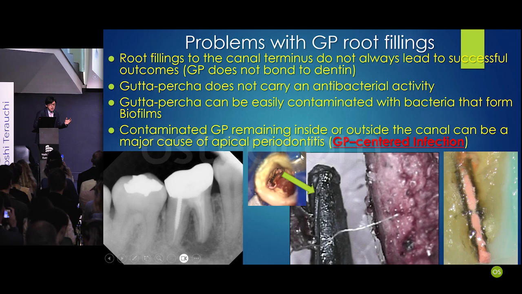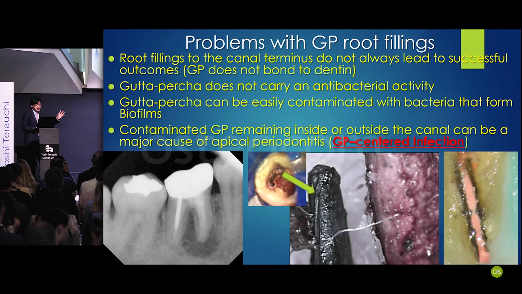Again, root fillings to the root canal terminus do not always lead to a successful outcome, because gutta percha does not bond to dentin, and gutta percha can be easily contaminated. Sometimes we see what we call gutta percha-centered infection. For example, here you see infection, and you see the discolored gutta percha fillings against the root canal walls. Definitely the gutta percha is contaminated. You don't want this to happen, especially in retreatment. If you see gutta percha in this condition, you need to remove it completely.